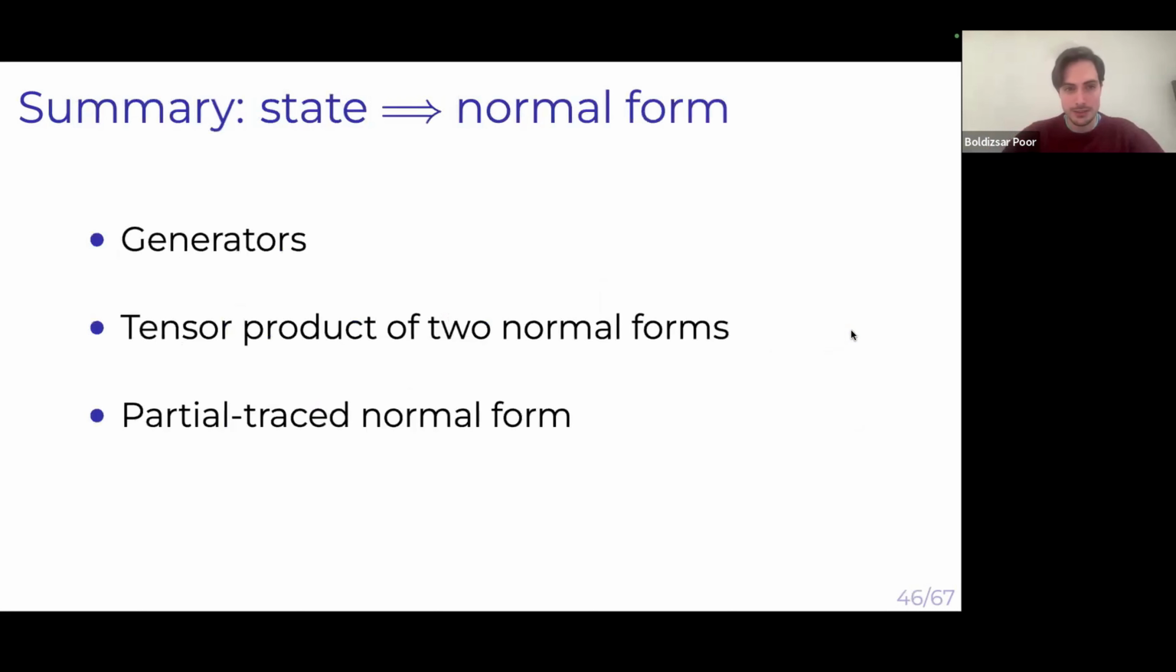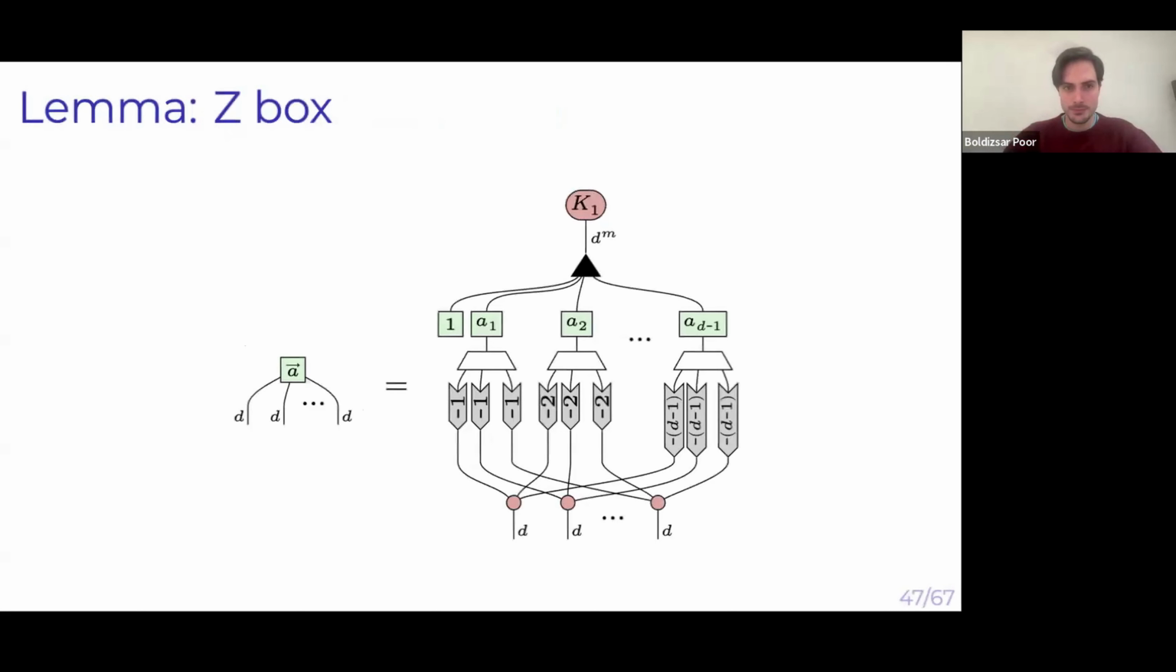So just reiterating what we need to show: that all the generators can be turned into a normal form. The tensor product of two normal forms can be turned into a normal form. And lastly, that the partial trace of a normal form can be turned into a smaller normal form where we don't have the partial trace anymore. So these are the lemmas that we prove in the paper.